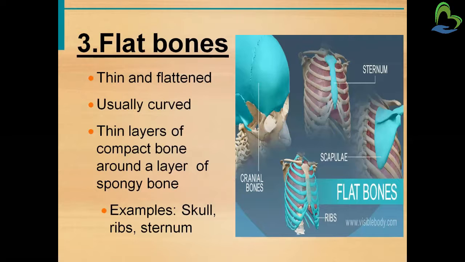Then the third one is flat bones. A flat bone is thin and flattened, and usually curved. The examples are the skull, the cranial bones, the scapula, the sternum and the ribs. There is a thin layer of compact bone around a layer of spongy bone, so both compact and spongy bone layers are present in the flat bones.